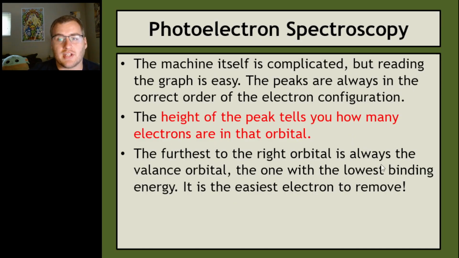The machine itself is complicated, but reading the graph is relatively easy. The peaks are always in the correct order for electron configurations. The height of the peak tells you how many electrons are in that orbital. The furthest to the right orbital is always the valence orbital, the one with the lowest binding energy. It's the easiest to remove.